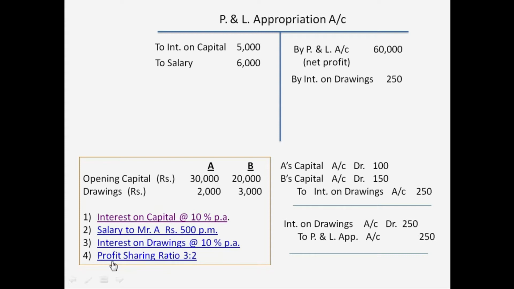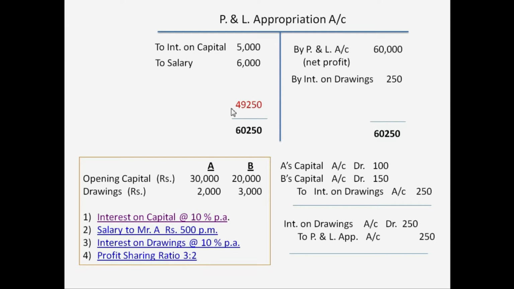Now we have to follow the fourth rule, profit sharing ratio, that is 3:2. But before that we need to compute the remaining profits, and for that, first we will make the total of the credit side of P&L appropriation account, that is 60,250. The same total we will write on the debit side, and out of this total we will subtract the total of the debit side, that is 11,000. So the remaining balance is 49,250, and this is called divisible profit, and this divisible profit we will distribute between A and B in their profit sharing ratio, that is 3:2.